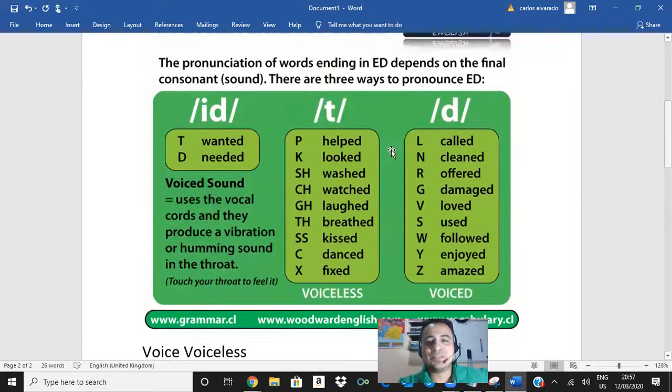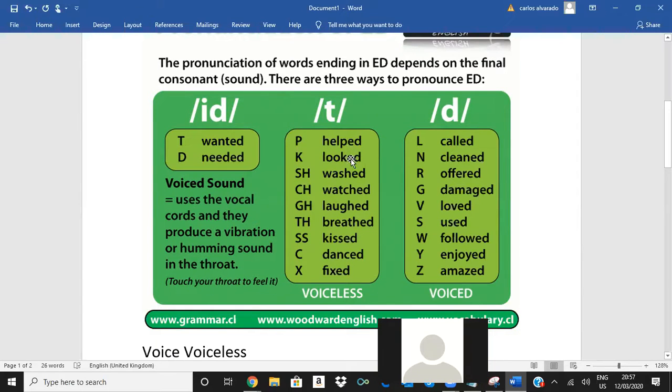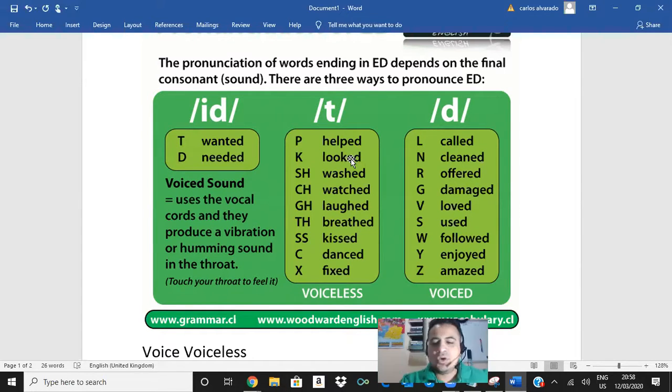Okay. Let's practice one more time. Helped. Helped. Helped. With the T, right? Looked. Looked. Washed. Catched. Okay, very good. Let's go to D.